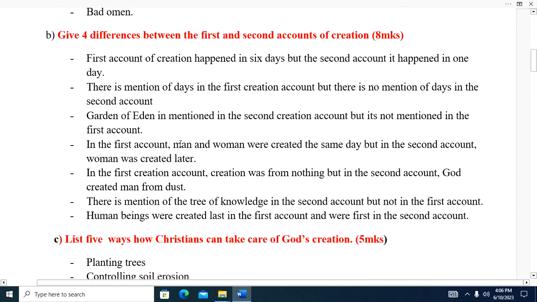Next, let's go to question number B. Give the differences between the first and second account of creation. You get 8 marks. You are supposed to give the differences between the first and second account of creation. Number 1, the first account of creation happened in 6 days, but the second account happened in 1 day.